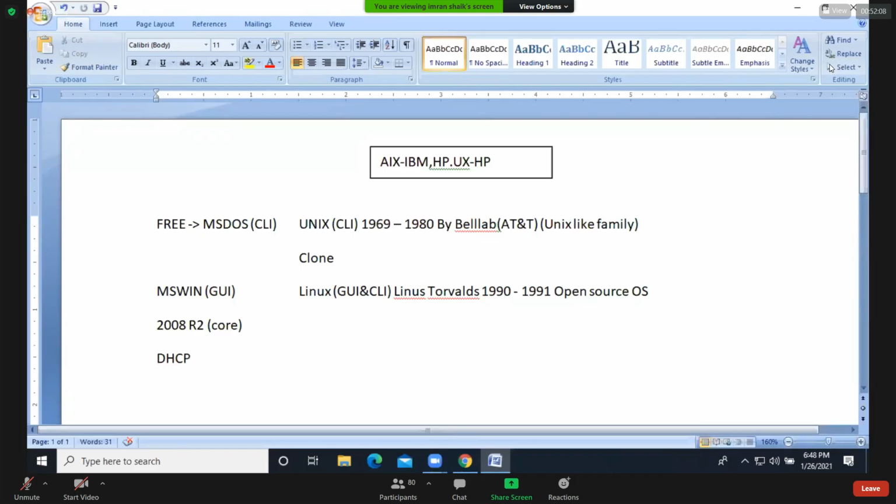So DHCP is a server, Dynamic Host Configuration Protocol. What it will do is provide an automatic IP address to each and every machine in a network.